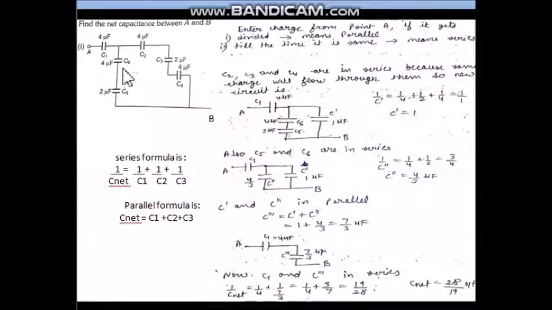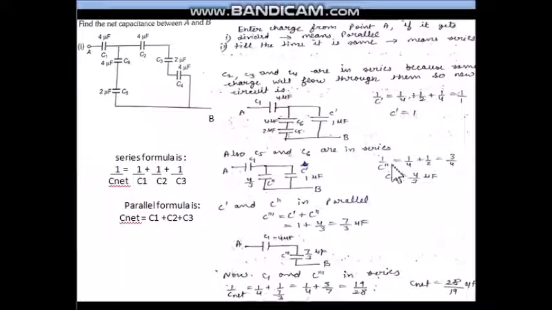Now after that let us talk about this branch, that means in this circuit. Again let us take the charge from A. Now the charge will get divided here, but whatever charge will flow through C6, the same will flow through C5. That means C5 and C6 are in series. We will solve it again in the same manner. Let us call the net or resultant of it C double dash. So 1 by 4 plus 1 by 2 means 3 by 4. So C double dash will be 4 by 3.